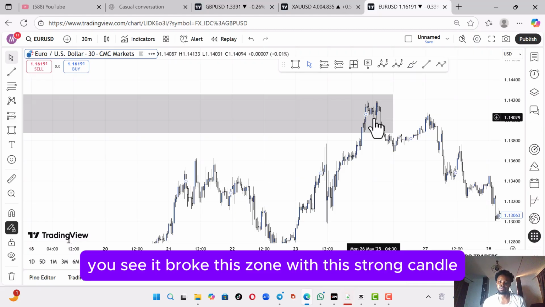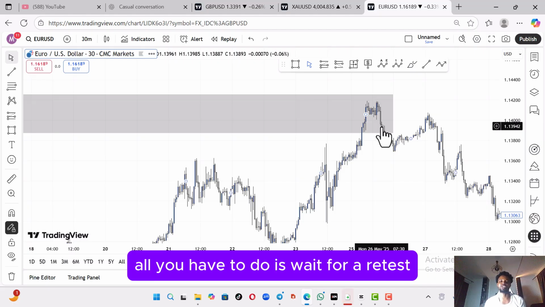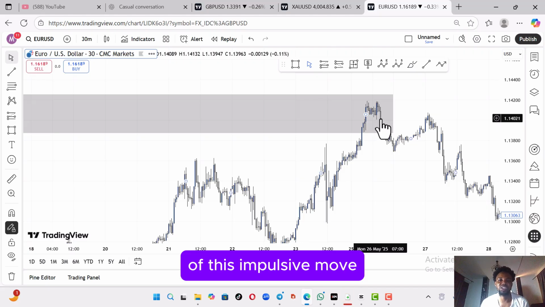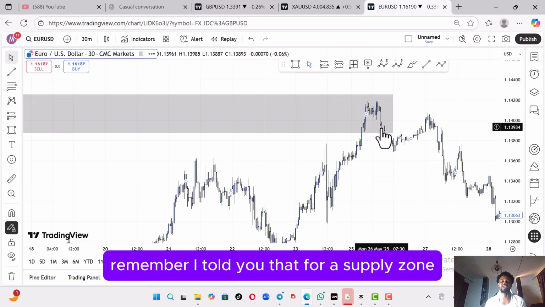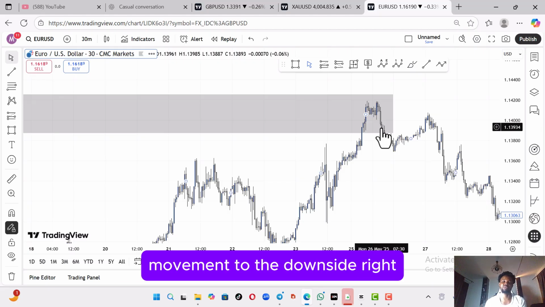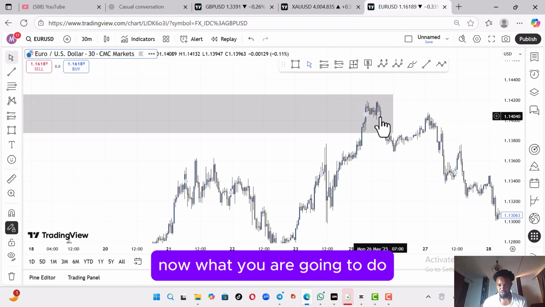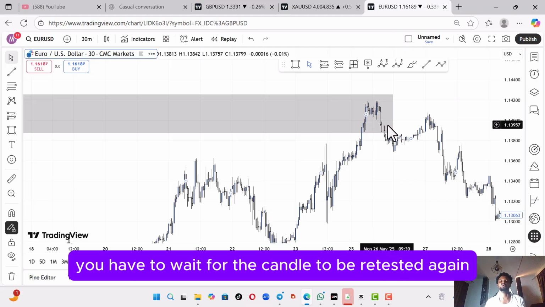You see, it broke this zone with this strong candle. Now you don't want to jump in, you want to be patient. All you have to do is wait for a retest of this impulsive move. Remember, I told you that for a supply zone, you want to see a strong candle movement to the downside, right? Now, this candle has been created, a strong candle. Now what you are going to do is wait for the candle to be retested again.